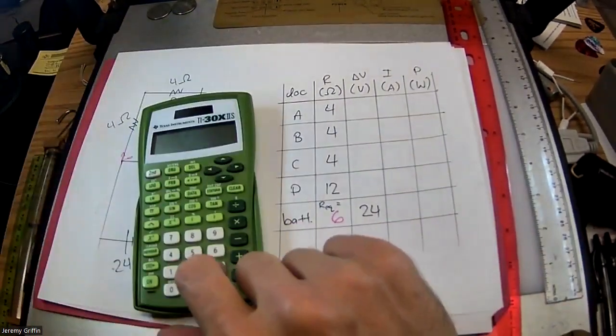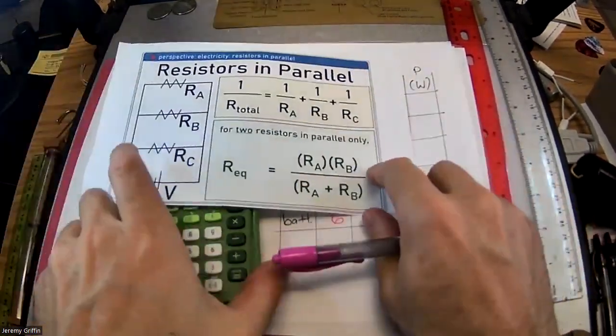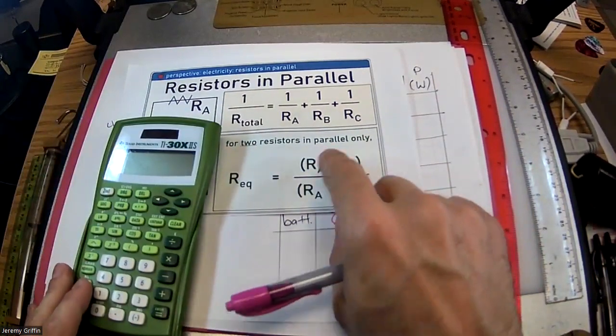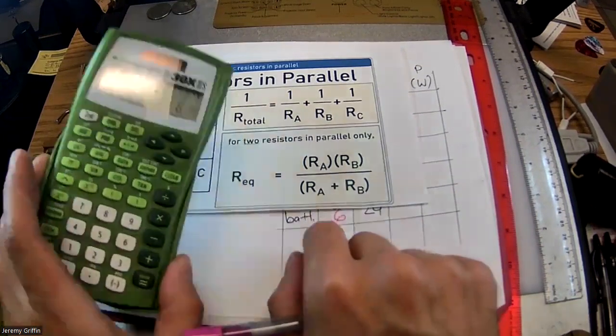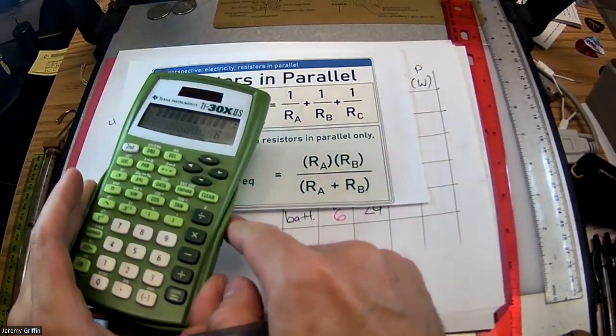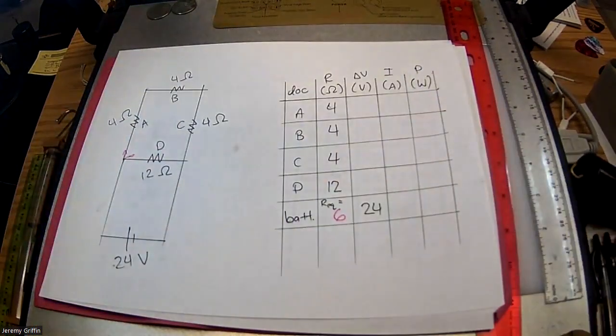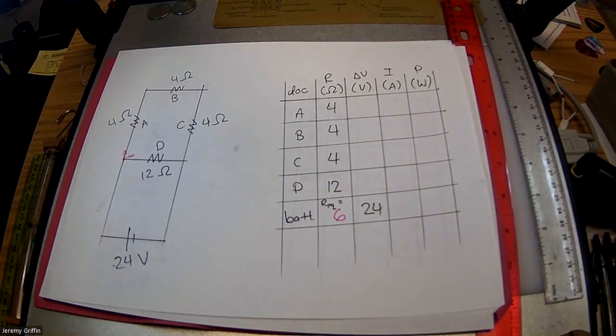Or you could do product over sum. Okay, let's do product over sum. So we've got 12 times 12 over 12 plus 12. That's 6, right? 6 ohms. So the battery feels like it's pushing against 6 ohms of resistance.